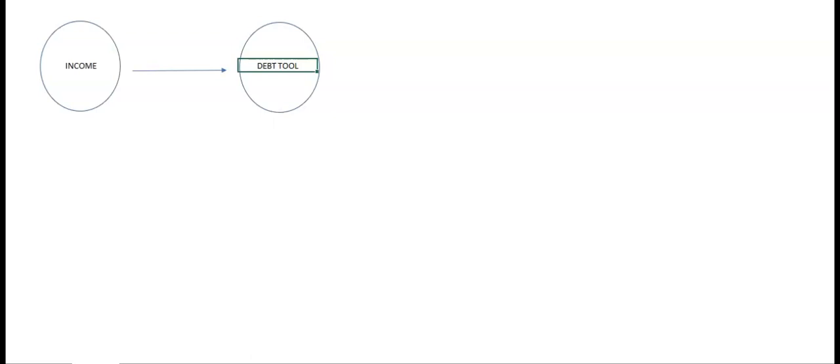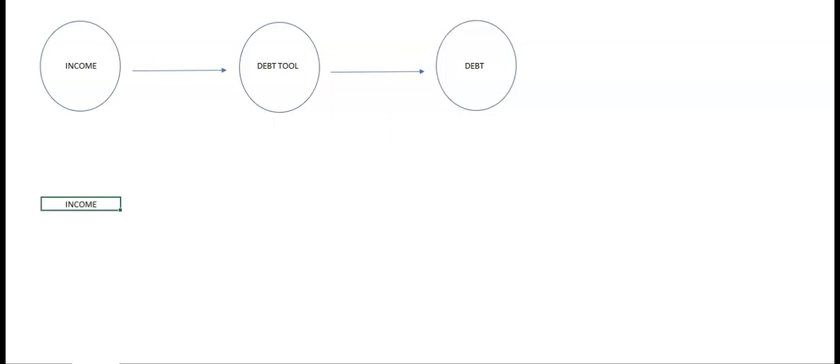So it doesn't matter what the debt tool is, but the income would go into the debt tool. Your entire income sits in there until you need it, and then you take it out. Then from there, it will go to the debt. So from the debt tool, you chunk it onto your debt.